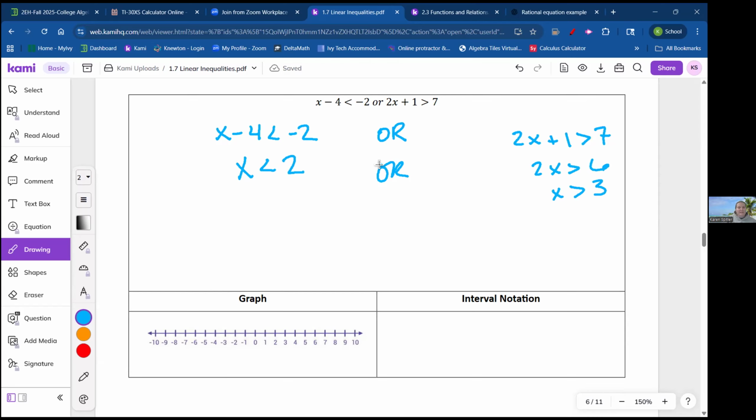So x is less than 2. That's a parenthesis. Here's my 2. Less than 2. Parenthesis to the left. Greater than 3. Parenthesis to the right. And you can see in the graph the numbers we skipped. We skipped all the numbers between 2 and 3. And so we went from -infinity to 2 in union with 3 to infinity. And that union is where the gap is.